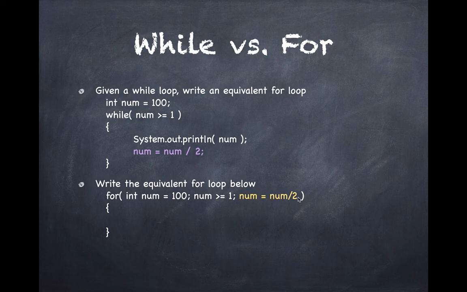Okay. And then we're going to say, here's what we're going to repeat. So the code that we want to repeat is to print out num. And so we're just copying that into there. So that's what a for loop looks like from a while loop.